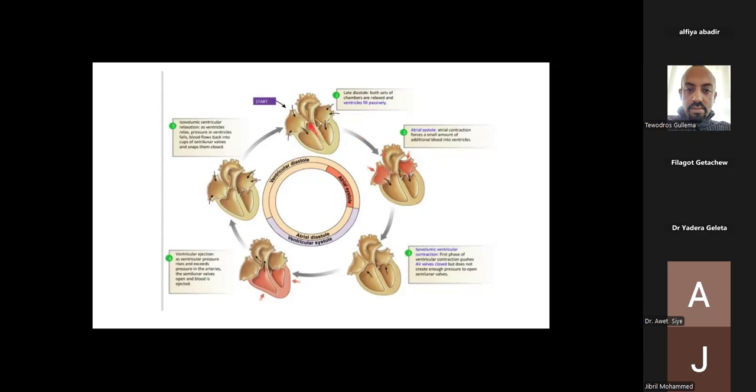It will go to the ventricle passively from atrium to ventricle because the concentration of blood in the atrium is higher than the ventricle. So blood will go here. That's the early or rapid ventricular filling phase.